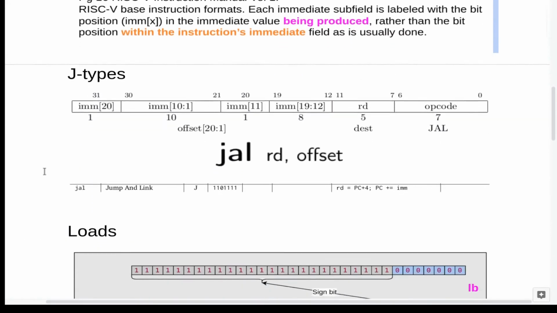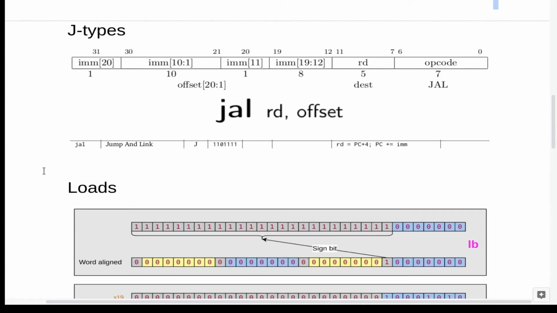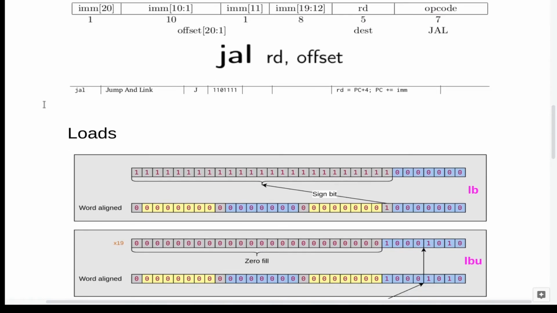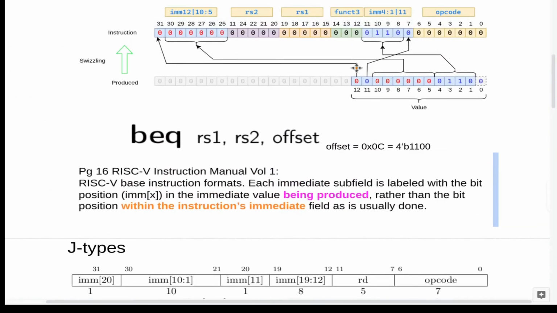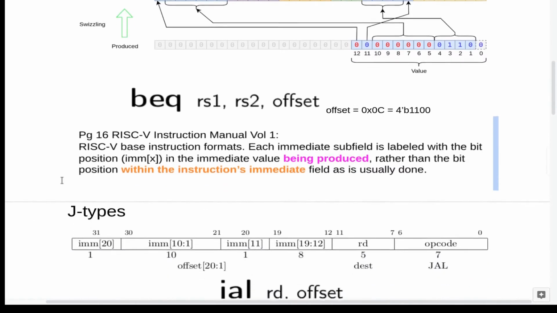The jump and link instruction is very similar in that it also swizzles its bits into position. You can see that they're all jumbled up here. We have our opcode and the destination register, and then along here is the offset itself. It's the same kind of thing. If I was to show you a diagram, it would be pulling bits out of a produced value and swizzling them into their position in the immediate fields here. So that's the branch and the jump type instructions.